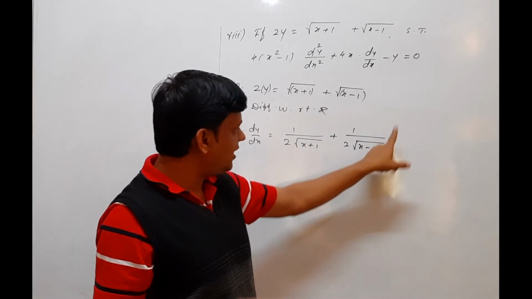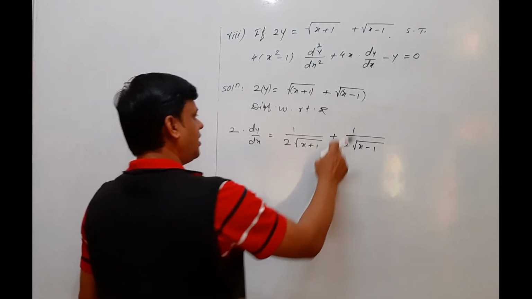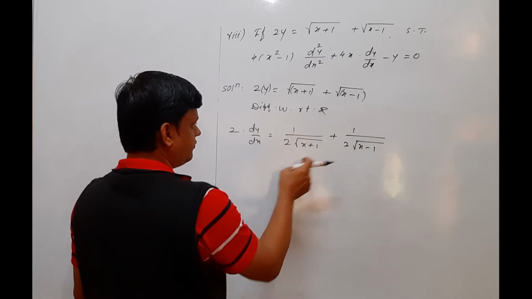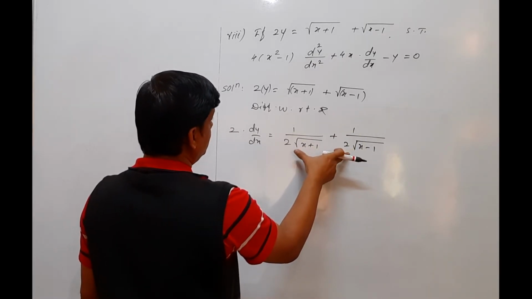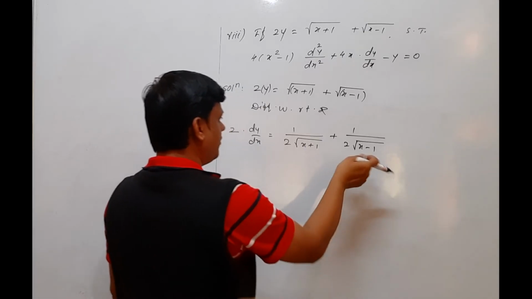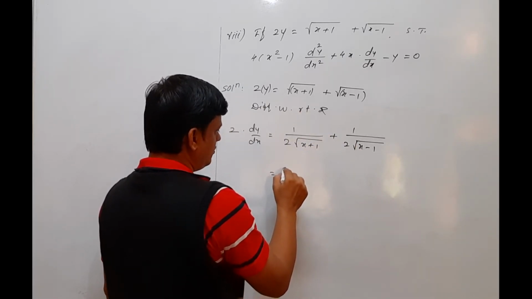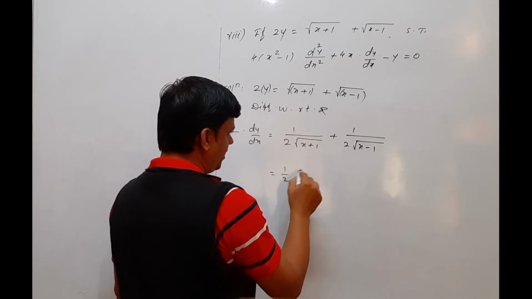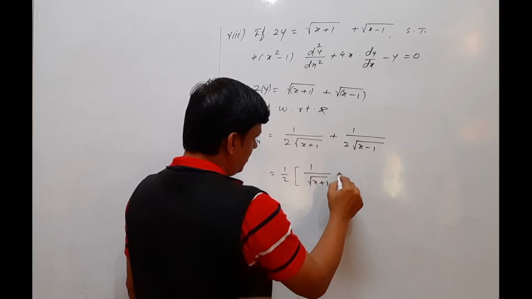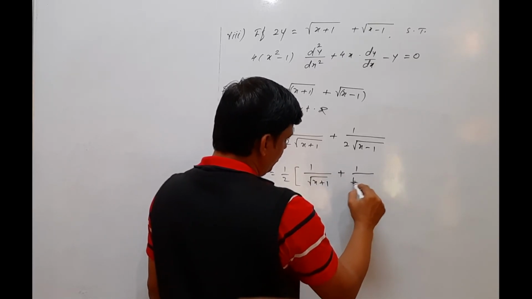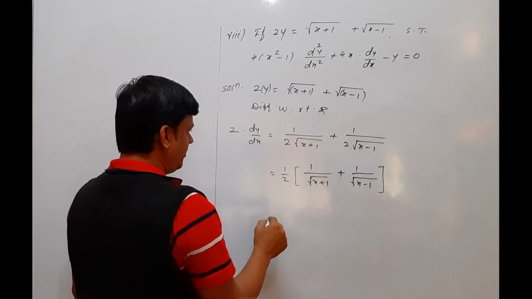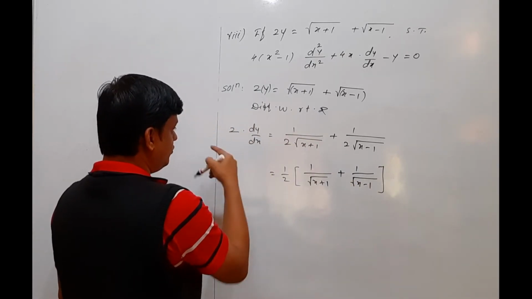So we will not write that 1 here, because after multiplication we get the same value. So we transfer these 2 to the left hand side, taking 1 by 2 common. So write 1 upon root x plus 1 plus 1 upon root x minus 1. So cross multiply here in the bracket. So we transfer these 2 to the left hand side.